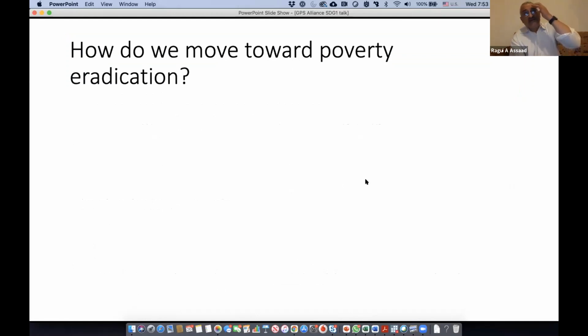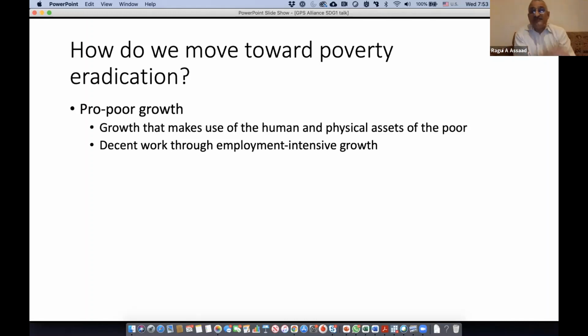Now, given this situation, how do we move towards the goal of poverty eradication? This is where there are layers of strategies. The first one is that the pattern of growth has to be pro-poor. You cannot have growth that leaves a whole bunch of people behind. It has to make intensive use of the human and physical assets of the poor. It has to be employment-intensive growth, one that is not skewed towards skilled, educated workers, but towards the poor and the unskilled labor that the poor often provide. So it needs to be a pattern of growth that is producing decent work through employment-intensive growth.